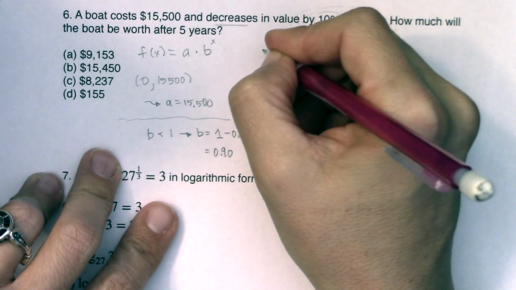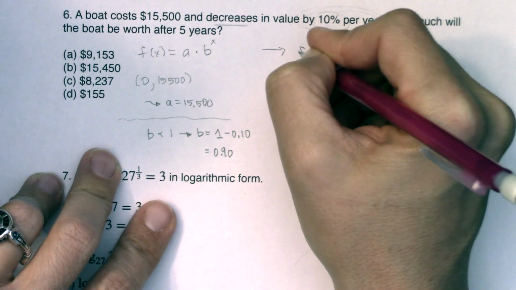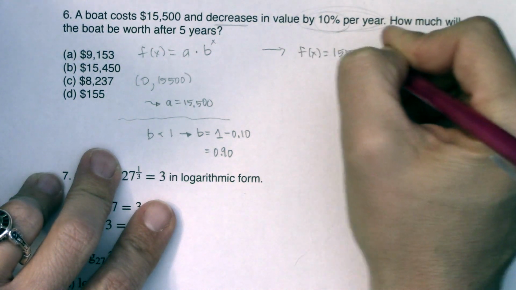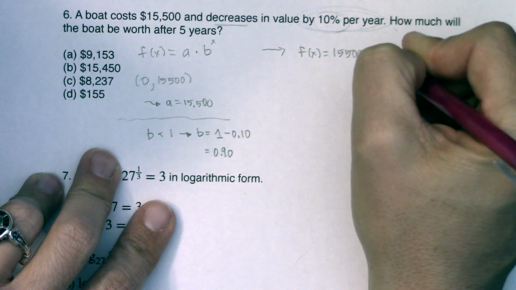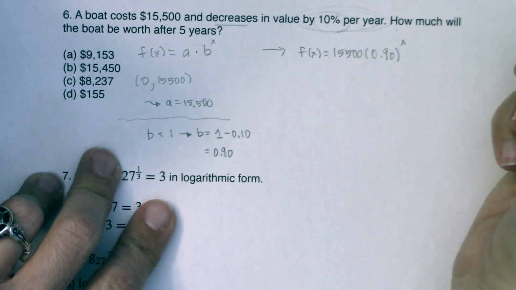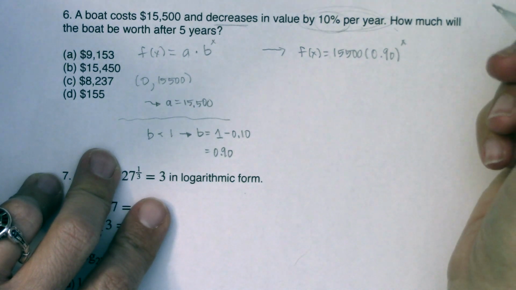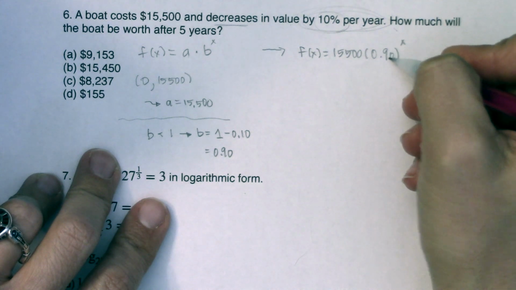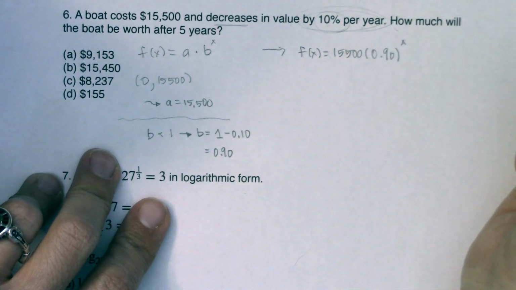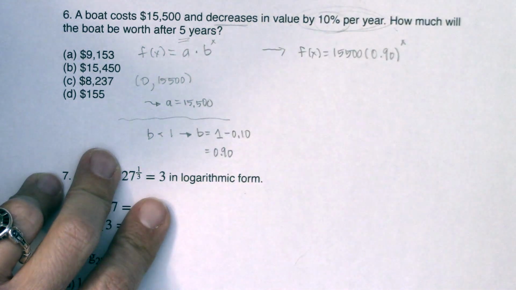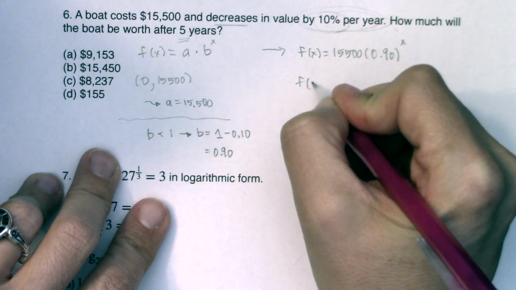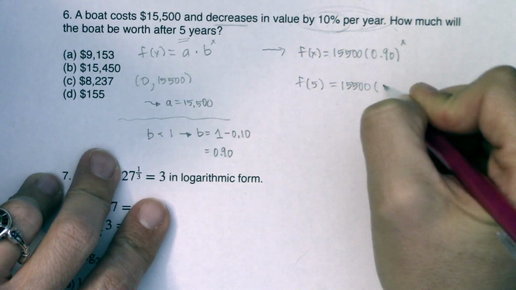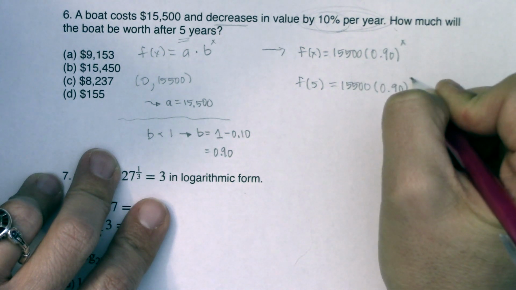So how this informs my decision is that I know f of x is equal to 15,500, my initial amount, and then I only retain 90% of that value from 1 year to the next. So each year I lose 10%, or another way of saying that is I only keep 90% of the original value. And I want to know how much it is worth after 5 years. So let's plug in f of 5. We're going to get 15,500 times 0.9 to the 5th.